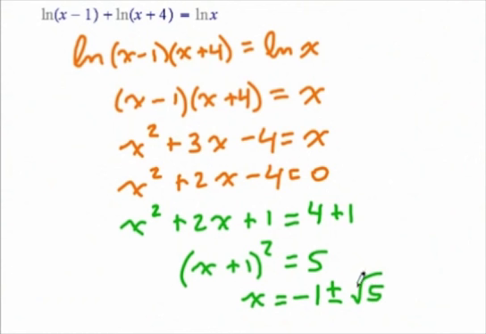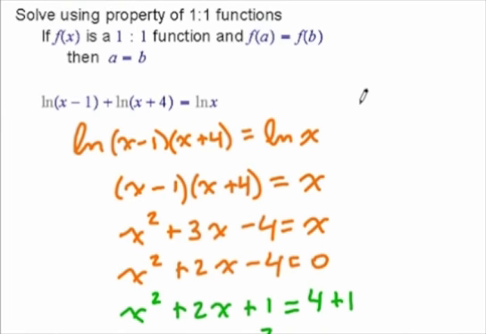Now the only thing we have to be careful about is this x right here. If we take ln of x, this number has to be positive. And we'll have to throw out one of these answers. It can't be negative 1 minus the square root of 5. That's guaranteed a negative answer. So the only solution is negative 1 plus the square root of 5.